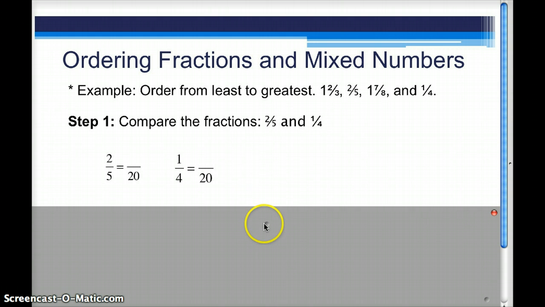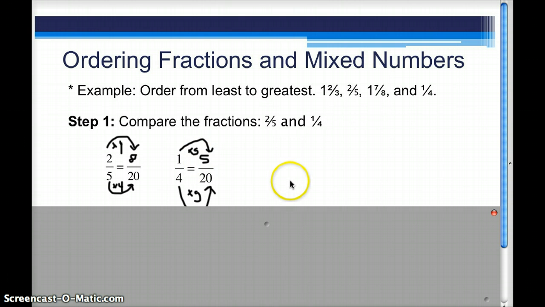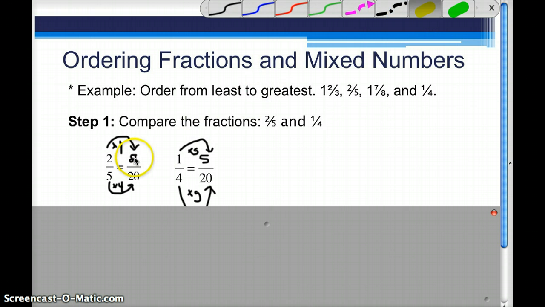So I have this all set up. What I need to ask myself is, how do I go from 5 to 20? Well, I multiply by 4. So I need to do the same with my numerator. This should all ring a bell from the previous slides. 2 times 4 is 8. In this fraction, how do I go from 4 to 20? Well, I multiply by 5. So I need to multiply my numerator by 5. 1 times 5 is 5. Now it's very easy to compare, because all I need to do is look at the numerator.